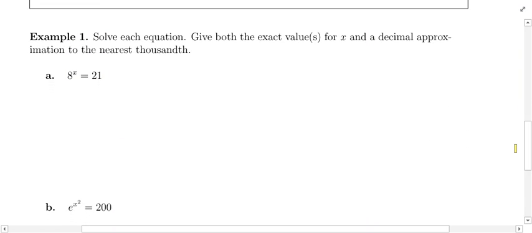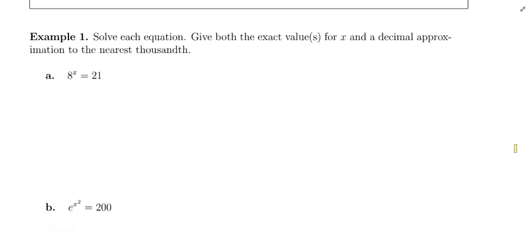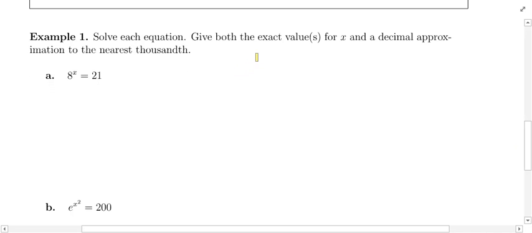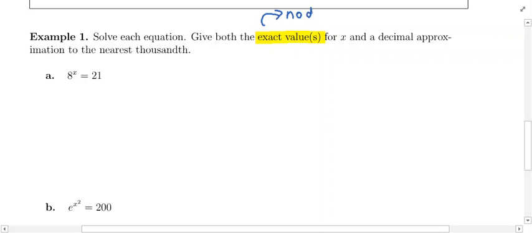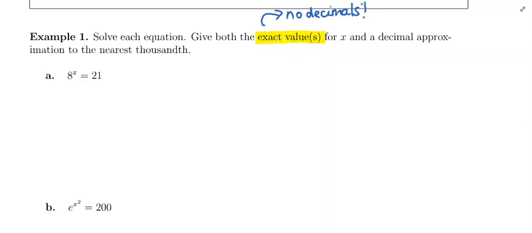Example 1. Solve each equation. Give both the exact value for x and a decimal approximation to the nearest thousandth. One thing I want to mention, and this goes for the entire semester, if you are asked to give an exact value, exact means no decimal. When you're solving something like this, you might get some funky looking answer. That's going to be the exact form, and then you're also going to be asked to punch that funky answer into a calculator and give a decimal approximation. You need to be able to do both.